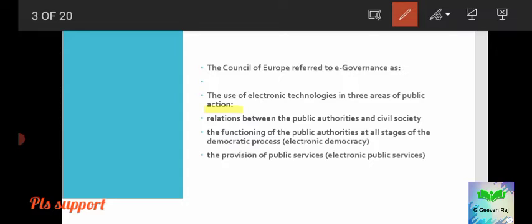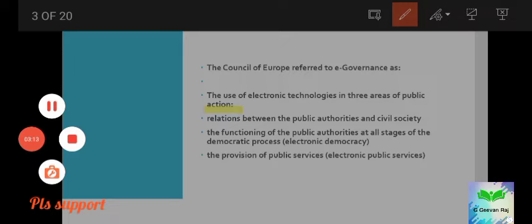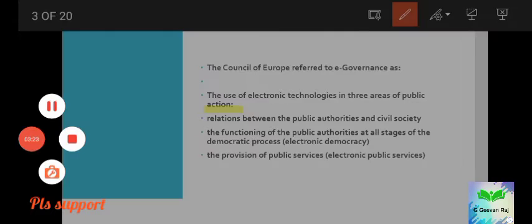And the third area is the provision of public services. So information technology or similar modern technology like the computer can be used when it comes to providing public services. So these technologies can also be used for public service delivery to the citizens by the government.